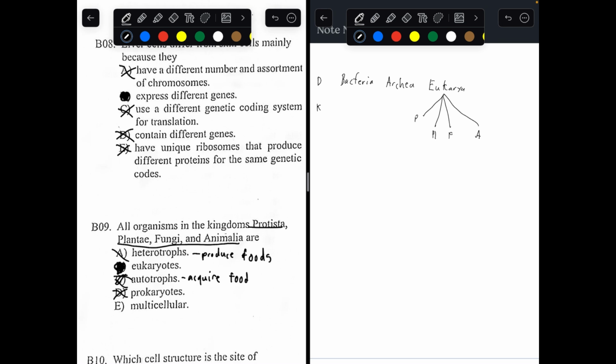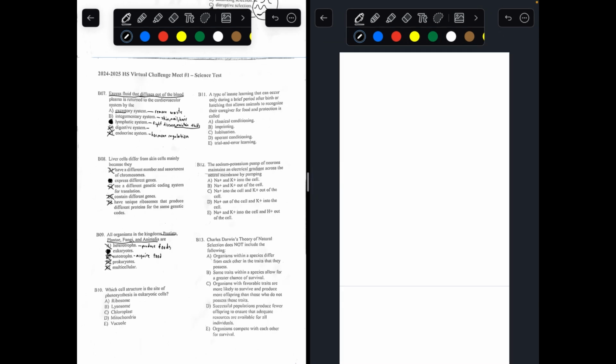Prokaryotes are organisms that do not have any membrane-bound organelles. So they do not have any Golgi bodies. They do not have any endoplasmic reticulum, and they don't have a nucleus. That's their main thing, that they do not have a nucleus. They have DNA, but that's not bounded in a nucleus. And protists are not always multicellular. Sometimes protists can consist of just one cell. So the answer to number 9 would just be B. Number 10.